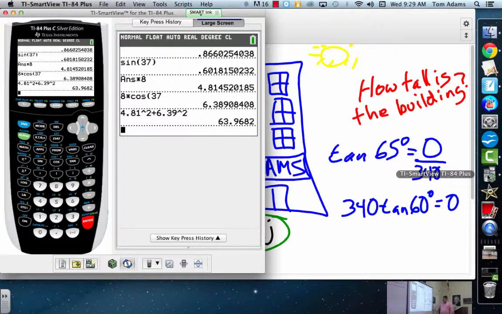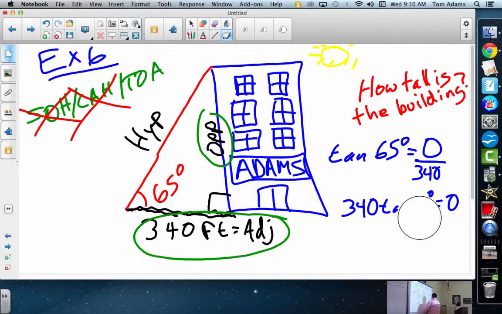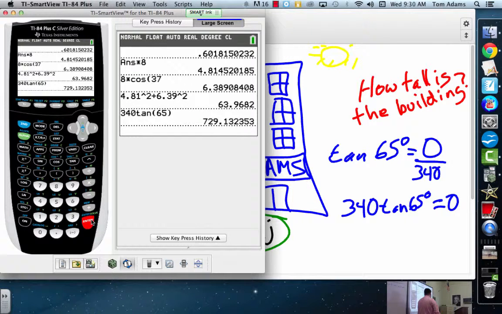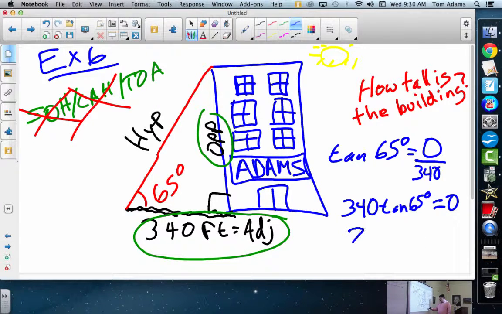Let's do it real quick and then we're done. So if I say 340 tangent of 65 degrees, oh, I wrote 60, right? It's supposed to be 65, right? Tangent of 65 degrees. I get this, 729 feet. That's how tall the building is. It's about 729 feet.